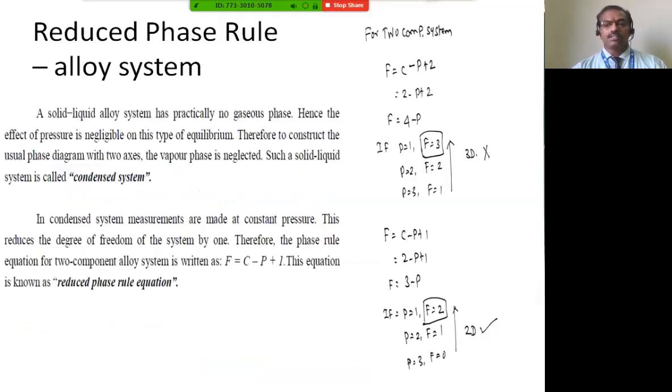Now we'll start with the reduced phase rule. Before that, in a previous video, I discussed the normal phase rule for a one component system. Now we are going to take up alloy systems. So why are we preferring the reduced phase rule instead of the normal phase rule? Only one point answer for this. An alloy system does not have any gaseous phase. What it means is there is no loss of material. A solid-liquid alloy system has practically no gas phase.